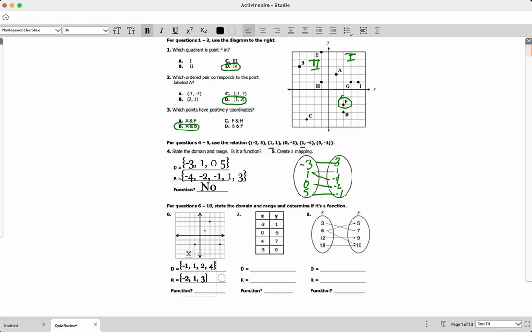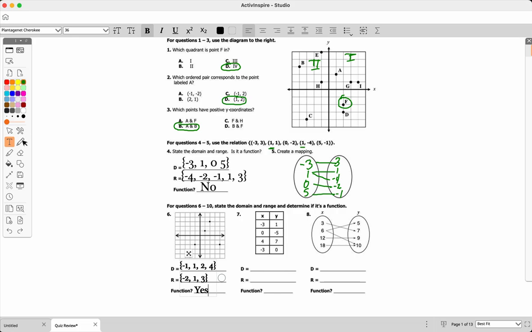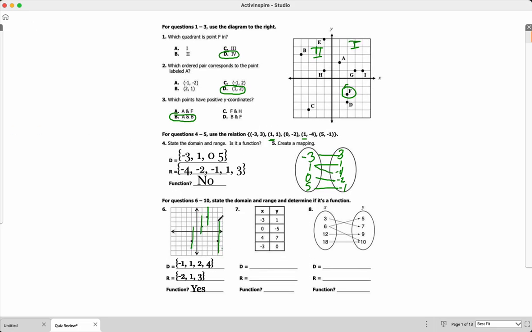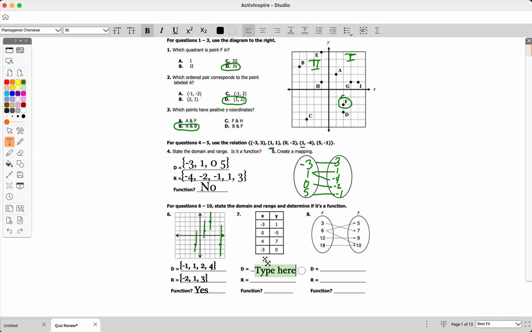Is this a function? Yes. It doesn't have any repeated y values. If I graph it and put my vertical line test on all of these, I can test it and go, okay, you're right. It doesn't ever repeat here and here. There are no other dots on those lines. It is considered a function.